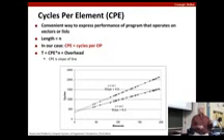Because whether a processor is running at 2 gigahertz or 2.3 gigahertz, I have no control over that as a programmer, but I can control at the low level how many clock cycles are being used for different parts of the computation. So that's why it's called cycles per element.